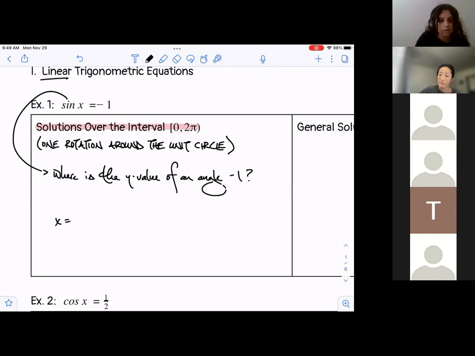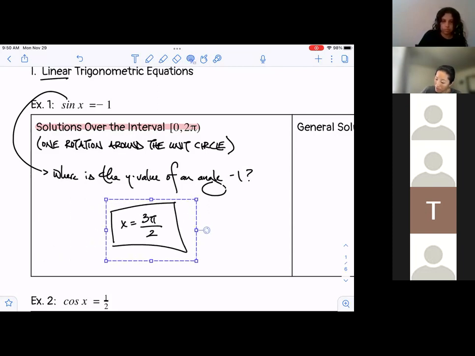We have it at 3 pi over 2. We do indeed have it at 3 pi over 2, right? Are there any other angles when we go just one time around the unit circle that have a y value of negative 1? No, right? This is the only one. And so in this case, this equation has one solution, okay?